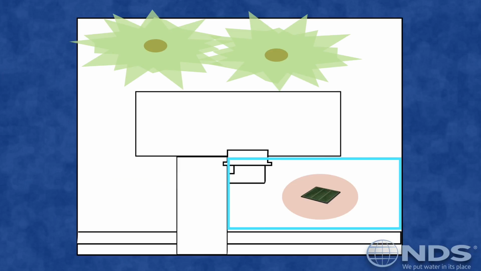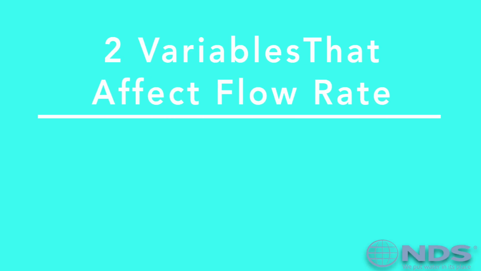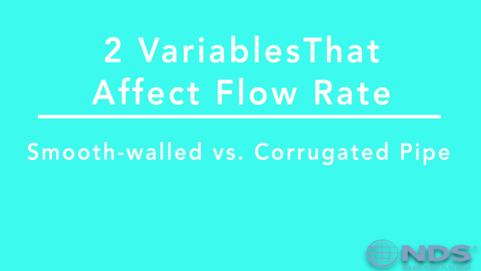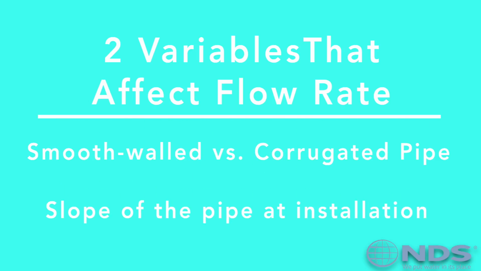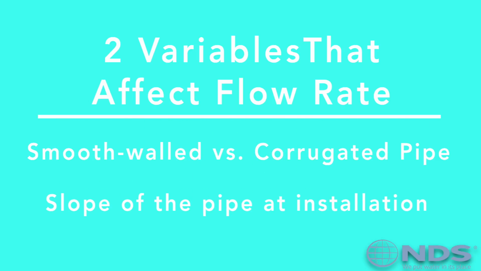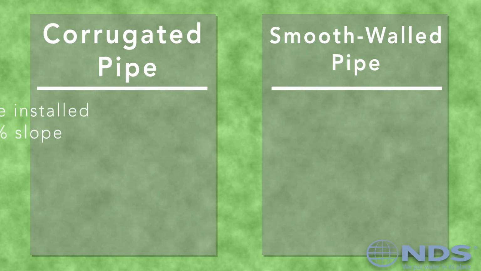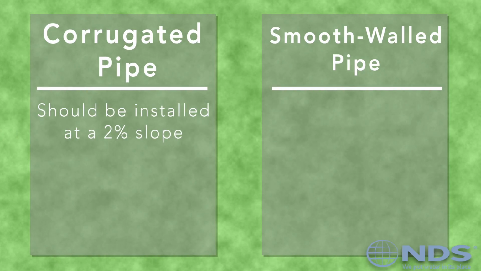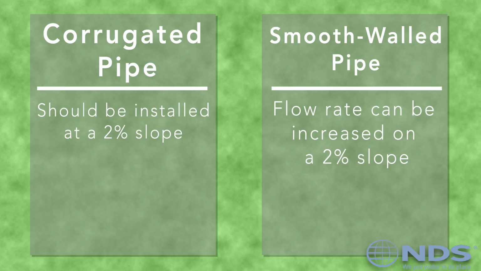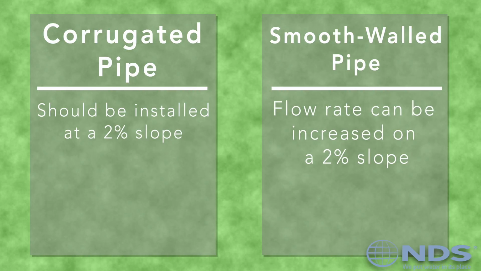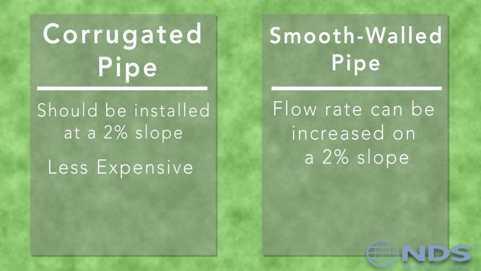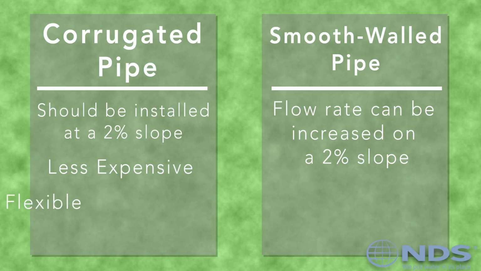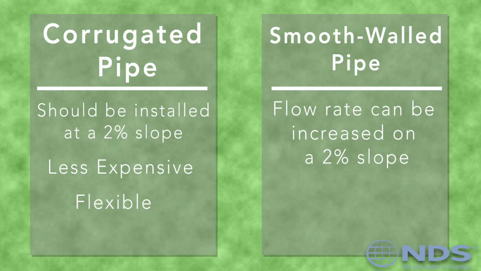A quick note on pipe choice, however: there are two variables that affect the flow rate. Number 1, whether the pipe is smooth-walled or corrugated, and number 2, the slope of the pipe at installation. It is recommended that corrugated pipe be installed with a minimum 2% slope. You can increase the maximum flow rate of smooth-walled pipe by installing it at a 2% slope. Corrugated pipe is less expensive than smooth-walled pipe, and its flexibility makes it easier to work with in some ways.